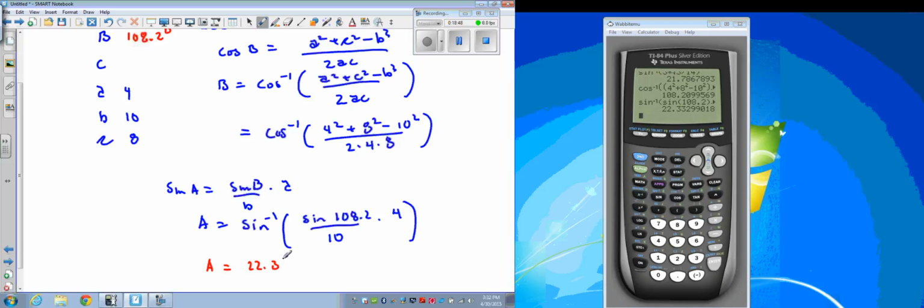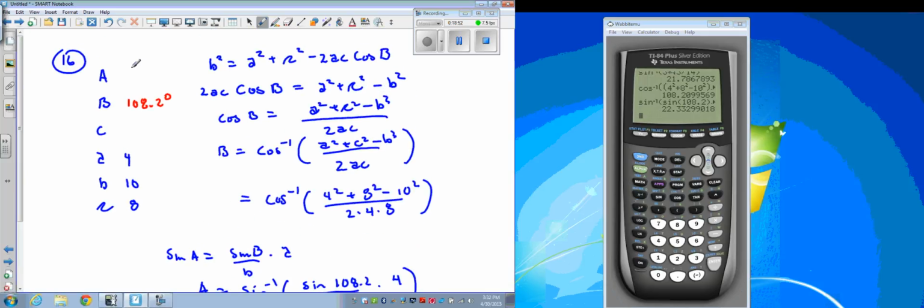22.3, right? And that was A, 22 degrees and 19 minutes. But the only thing is, now what are you going to have to do? Now you have to get C. I mean, 180 minus the sum of those two. 130.5, and 180 minus 130.5 is 49.5.